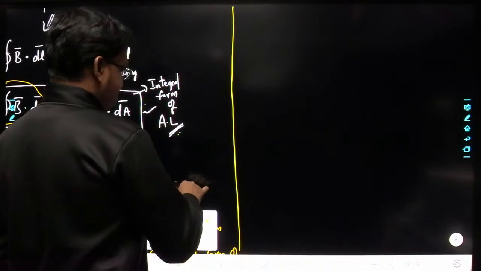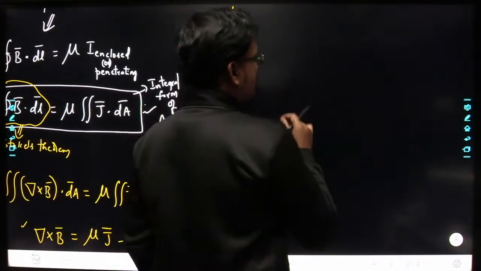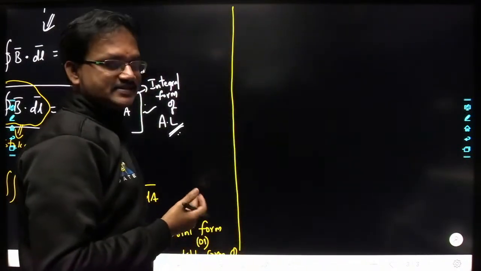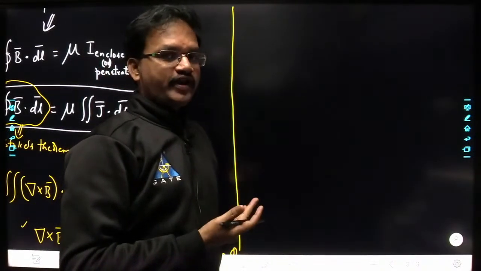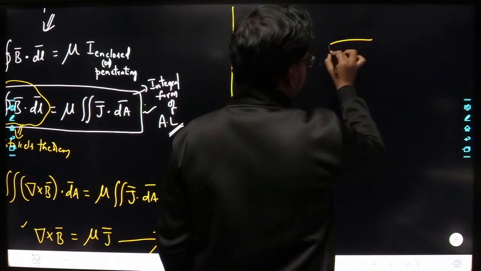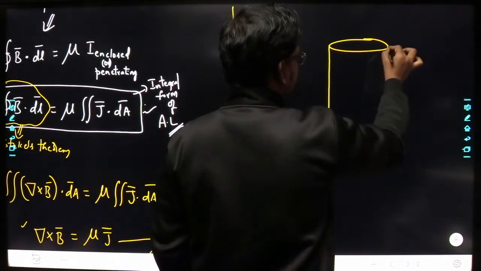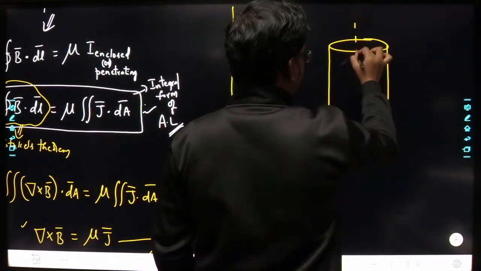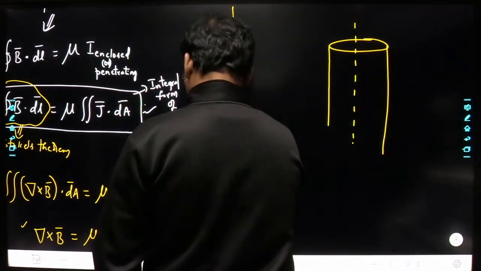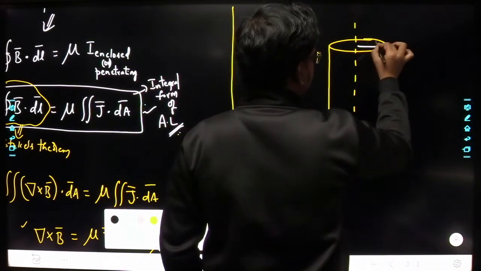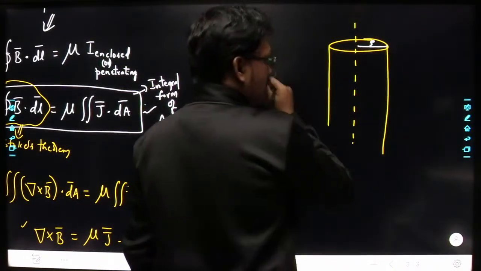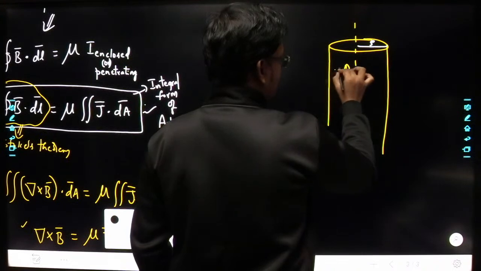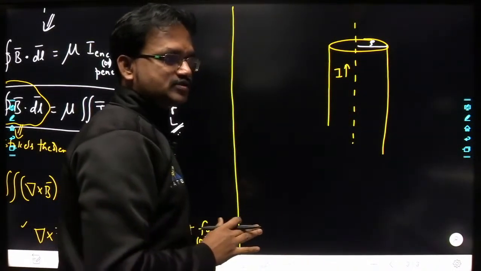Next, in the previous session we tried to determine the B field in all the regions. We considered a cylindrical wire of radius rho. Let us say this is the axis of the wire, and this is the radius, rho. The current flowing through this cylindrical wire is I, where I is a uniform current.